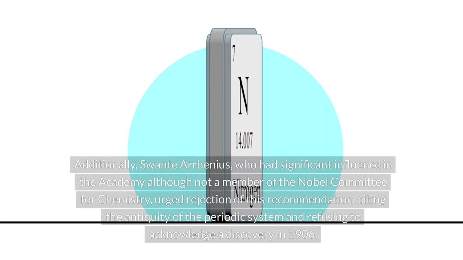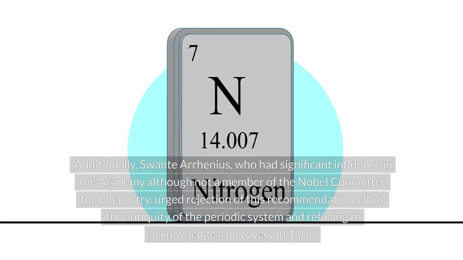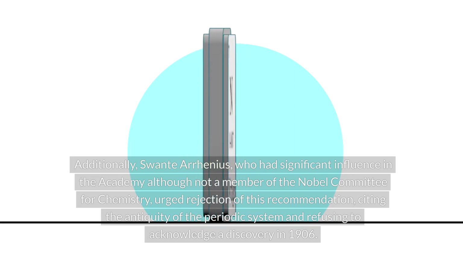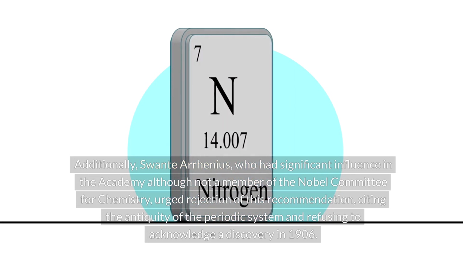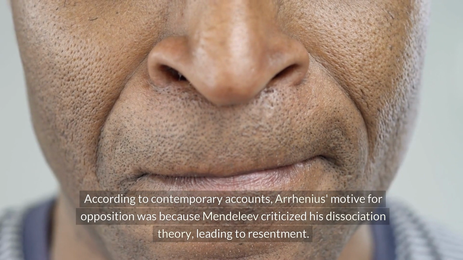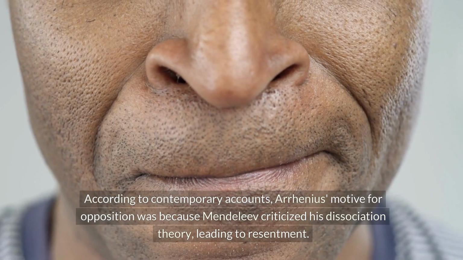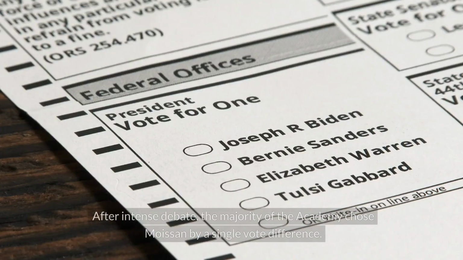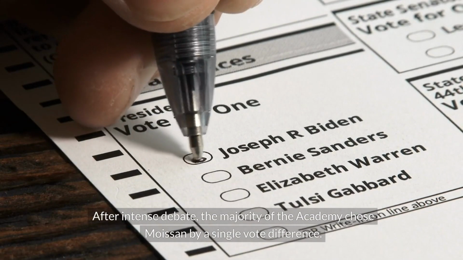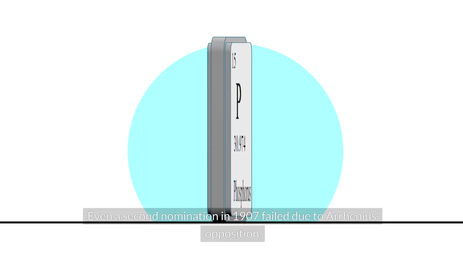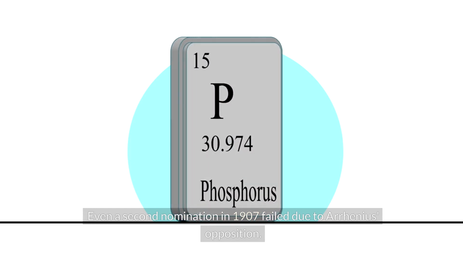Additionally, Svante Arrhenius, who had significant influence in the Academy although not a member of the Nobel Committee for Chemistry, urged rejection of this recommendation, citing the antiquity of the periodic system and refusing to acknowledge a discovery in 1906. According to contemporary accounts, Arrhenius' motive for opposition was because Mendeleev criticized his dissociation theory, leading to resentment. After intense debate, the majority of the Academy chose Moissan by a single vote difference. Even a second nomination in 1907 failed due to Arrhenius' opposition.